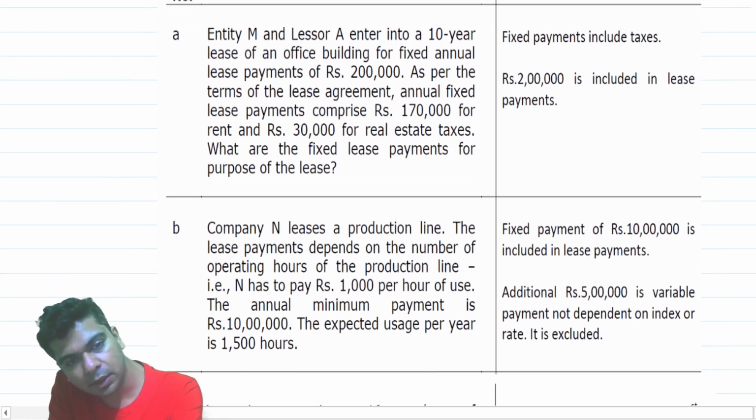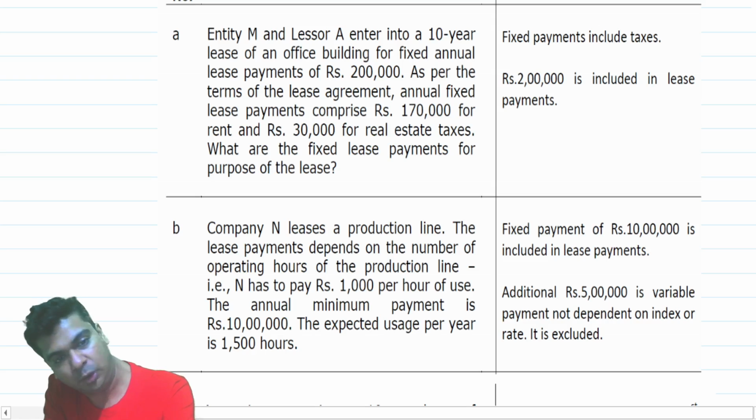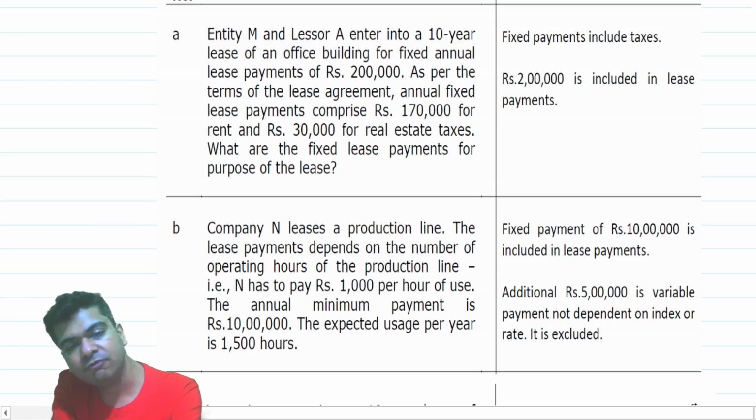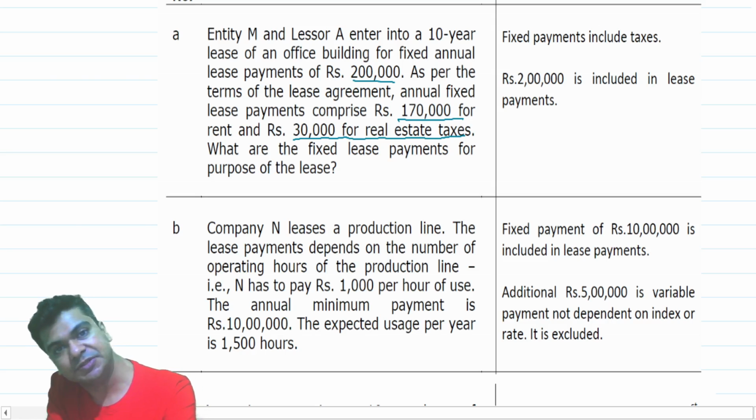Entity M and Lessor A entered into a 10-year lease of an office building for a fixed annual payment of rupees 2 lakhs. As per the terms of the lease agreement, annual fixed lease payments comprise 1,70,000 for rent and 30,000 for real estate taxes. What are the fixed lease payments for the purpose of the lease?